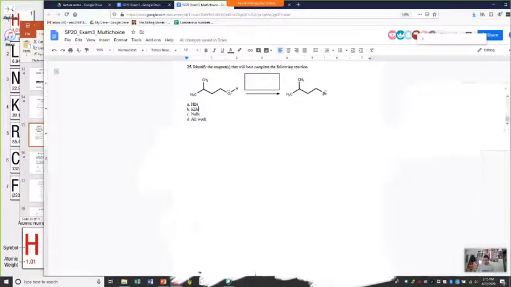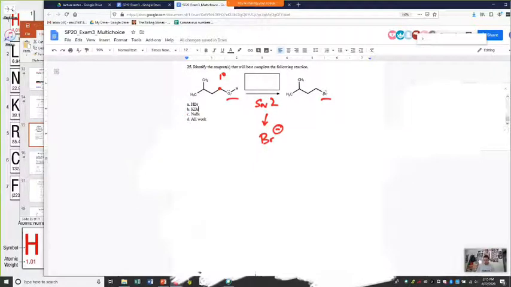Identify the reagents that will complete the following reaction. If we go through and look at this reaction, we're switching out the OH for the Br, so we're definitely doing a substitution. Because it's happening at a primary substrate, we're doing an SN2. Because we're running SN2, we need a strong nucleophile. All of these give us strong nucleophiles, so all could potentially work.